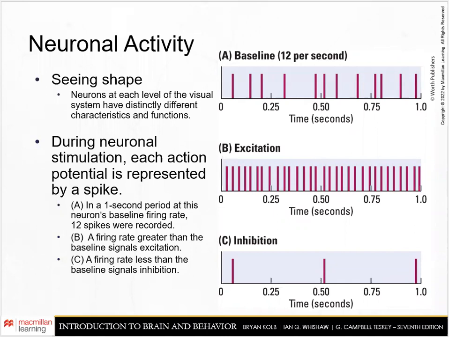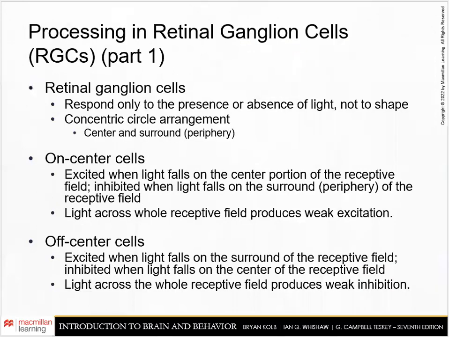So essentially, this is starting by talking about seeing a shape. Neurons at each level of the visual system have distinctly different characteristics and functions. During neuronal stimulation, each action potential is represented by a strike or a spike that we're able to see over here. In image A, in a 1 second period at this neuron's baseline firing rate, 12 spikes were recorded. In image B, a firing rate greater than the baseline signals excitation. And in image C, a firing rate less than the baseline signals inhibition.